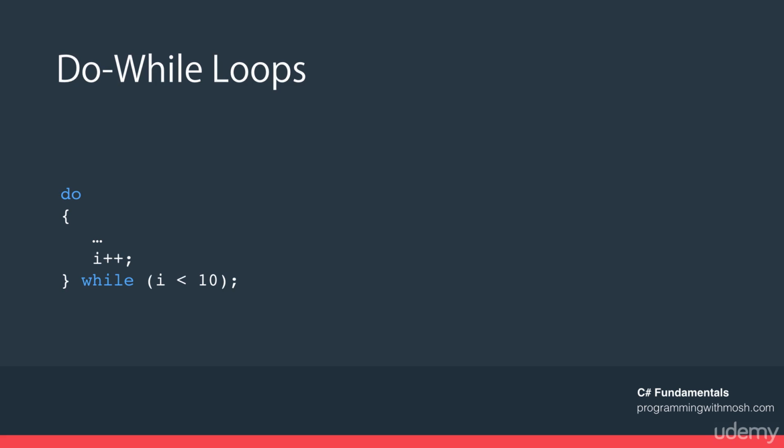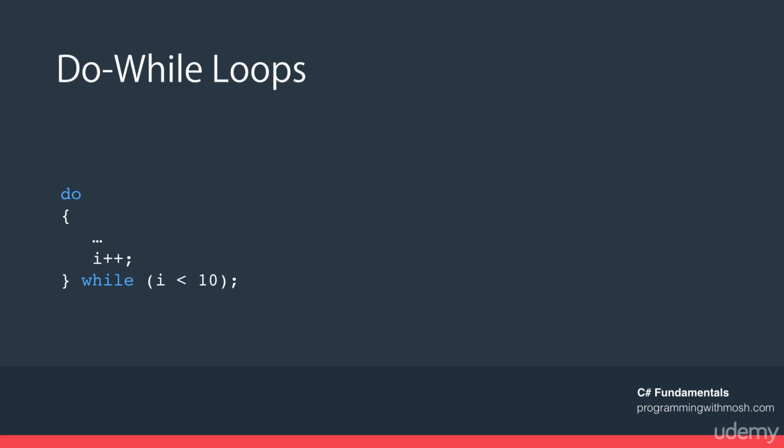And finally, we have do while loops. Do while is slightly different from a while loop. With a do while loop, the loop is executed at least once, because the condition is evaluated at the end of the loop. So here we have do, a block of statements that will execute. We have our counter, which we increment or decrement, and eventually the condition.